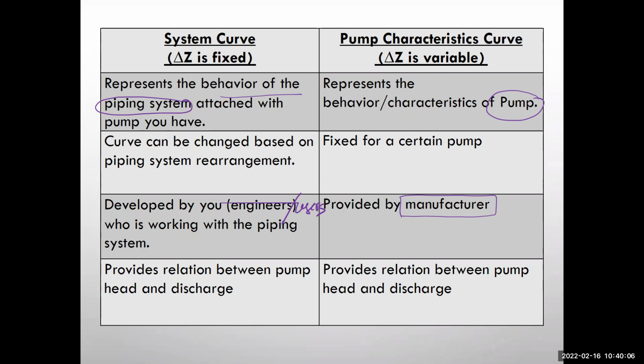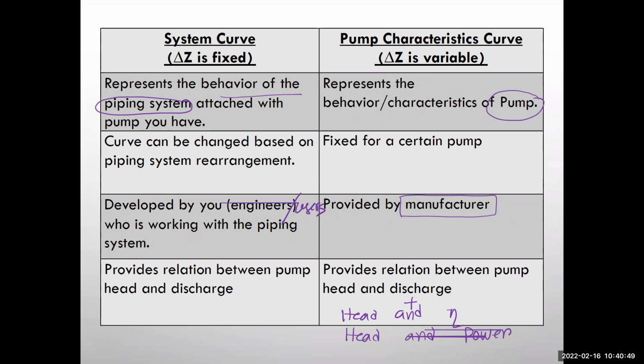The system curve provides the relation between pump head and discharge. The pump characteristics curve also provides the relationship between pump head and discharge. Plus, it also gives you the relationship between head and efficiency, and head and power. So we can have these relationships from the pump characteristics curve.